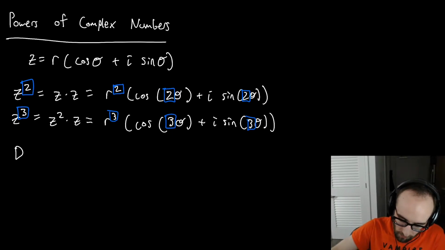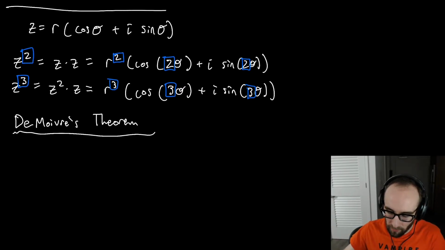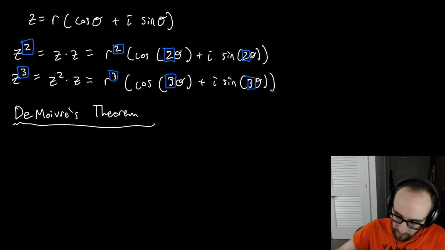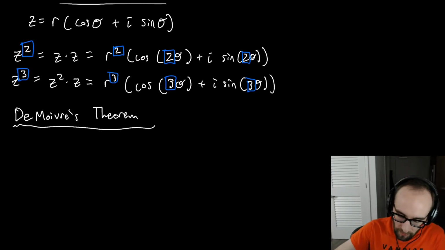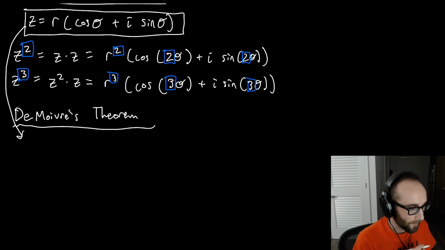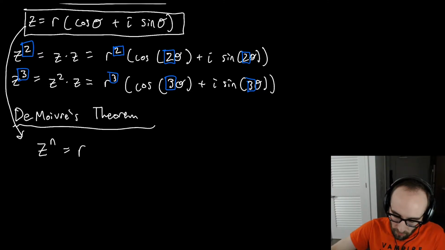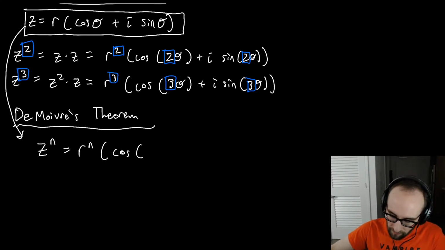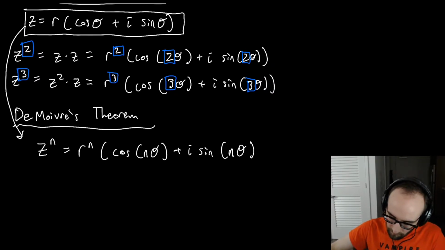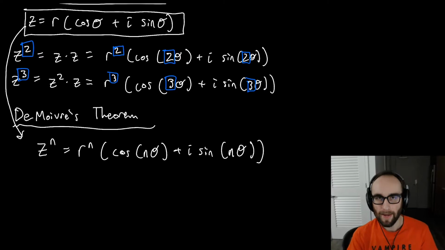Okay, this is what we call DeMoivre's theorem. It's just a fancy name for this pattern that we see emerging. So generally, if we have a complex number written in this form with a magnitude of r and an angle of theta, then z raised to the n power is going to be equal to r to the n power times cosine of n theta plus i sine n theta. So pretty straightforward. We raise r to the nth power and multiply theta by n, whatever power we're raising z to.